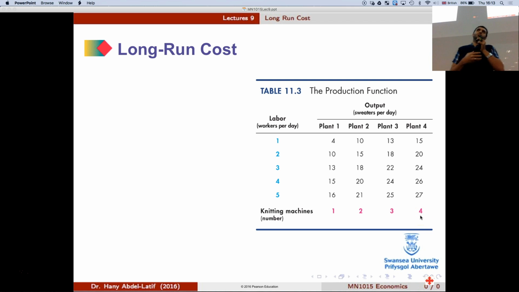So the decision we're trying to make here, or what we can do now in the long run, is which plant size. So you can't change the plant size in the short run. You could have 1 machine and change how many workers you employ. Or you could change both, machines and the number of workers you employ. So the difference now is that we don't take capital as given. It's something that we can change as well.